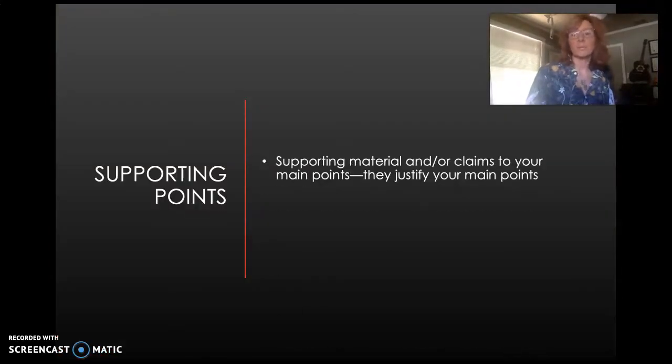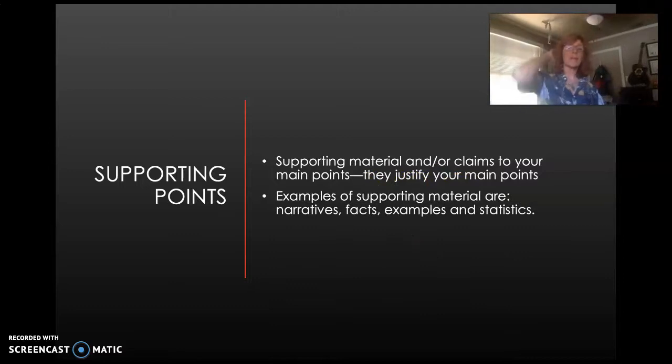Okay, supporting points. This is that supporting material, the stuff that you use to back up your points. They can be things like stories. A narrative is a story. It could be a long story. It can be facts. We want to know facts. You know, what are the statistics? What are the facts? What do we know about it?